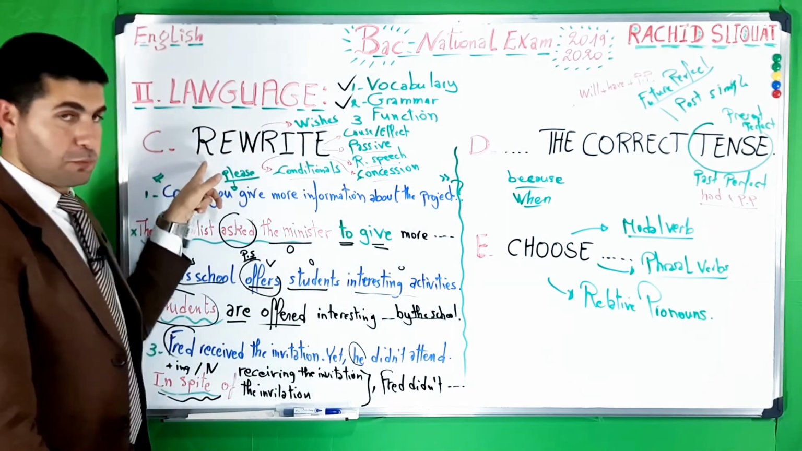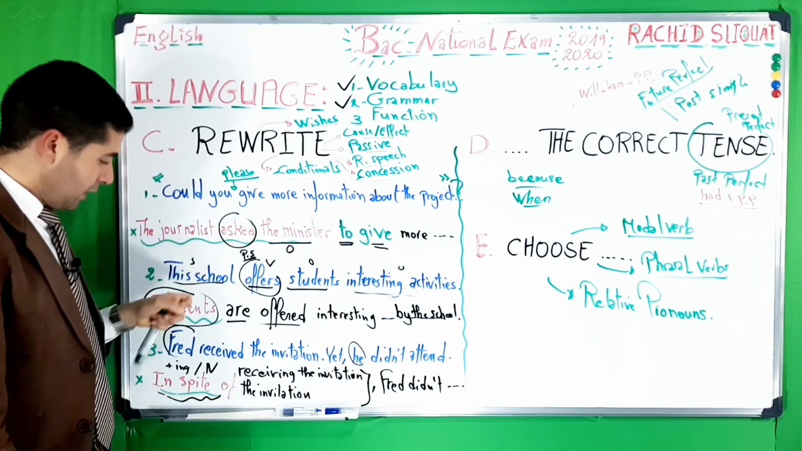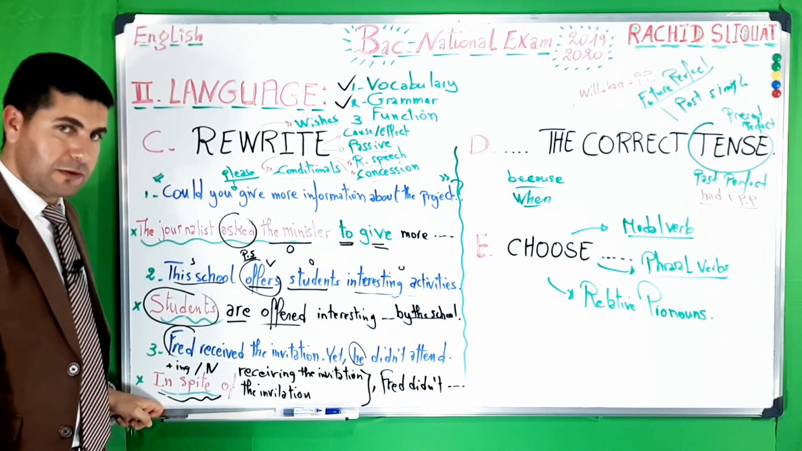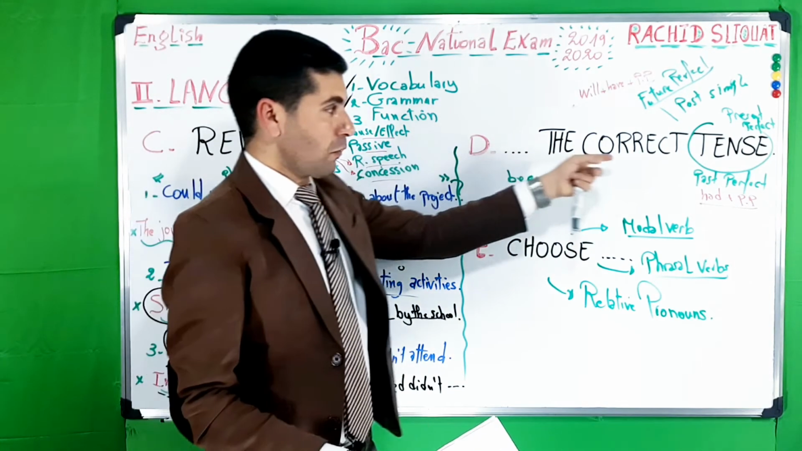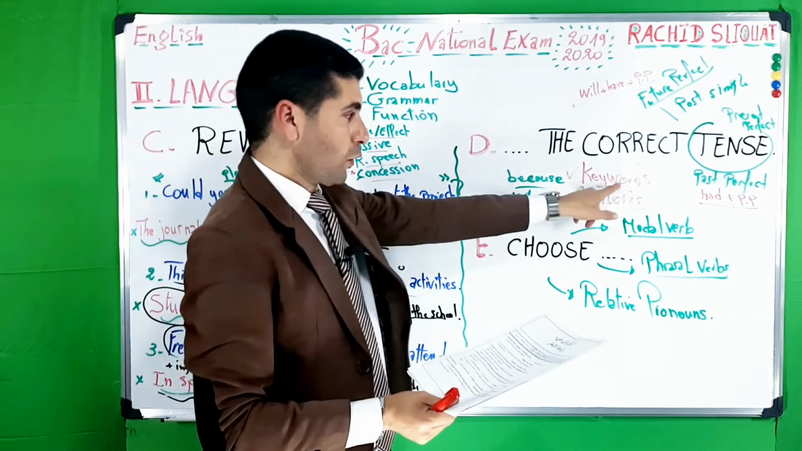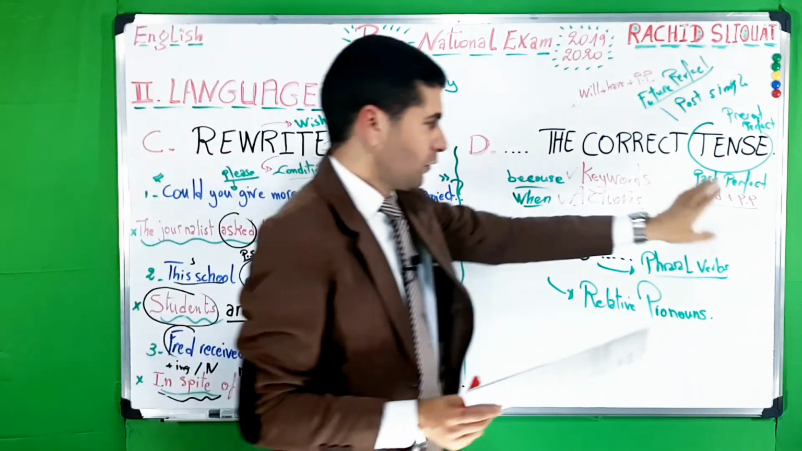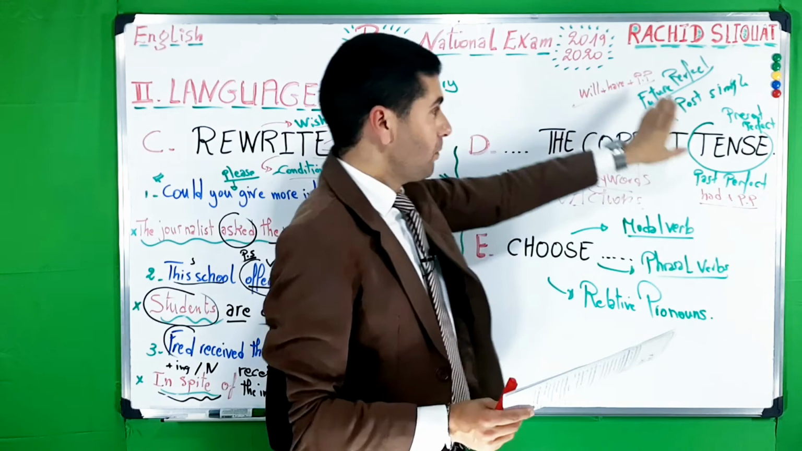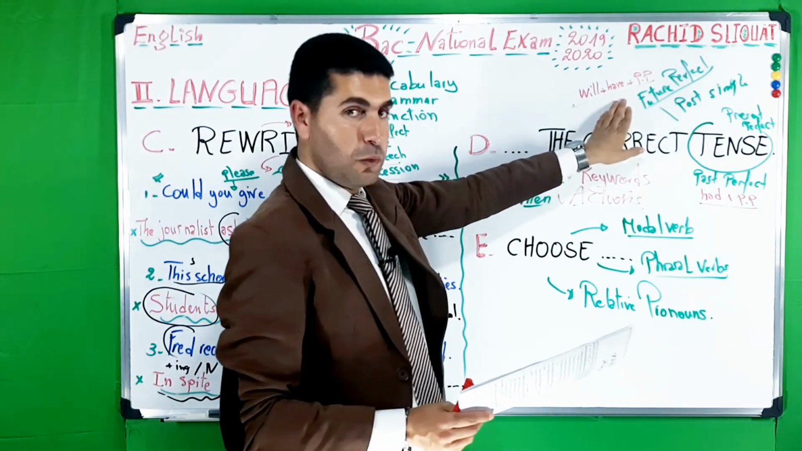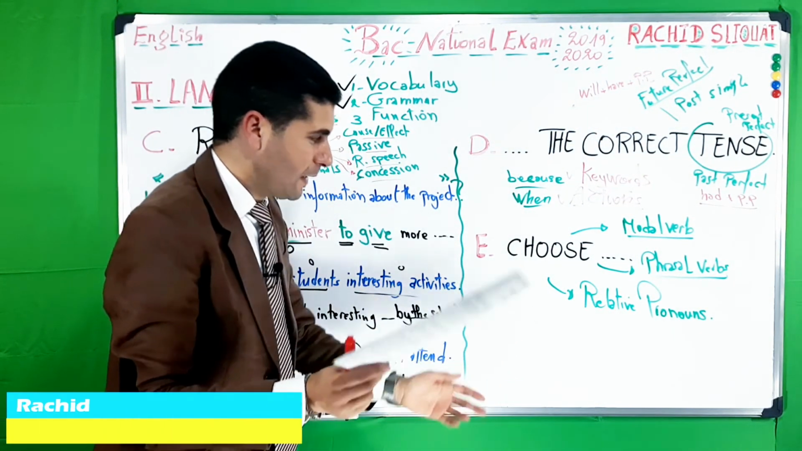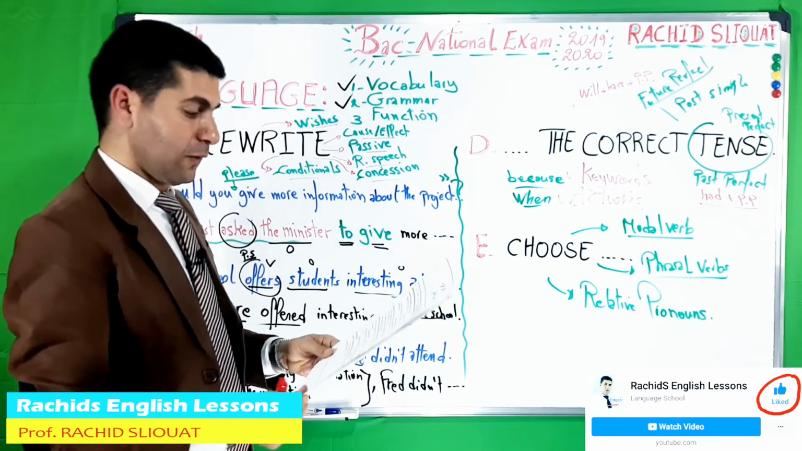We have to rewrite the sentences based on the suggested expressions or the suggested phrases. Exercise D, the correct tense. So we have to pay attention to the keywords or expressions. You have to pay attention to the form: past perfect, had plus past participle, and the future perfect, will have plus past participle. This is for the grammar exercises.